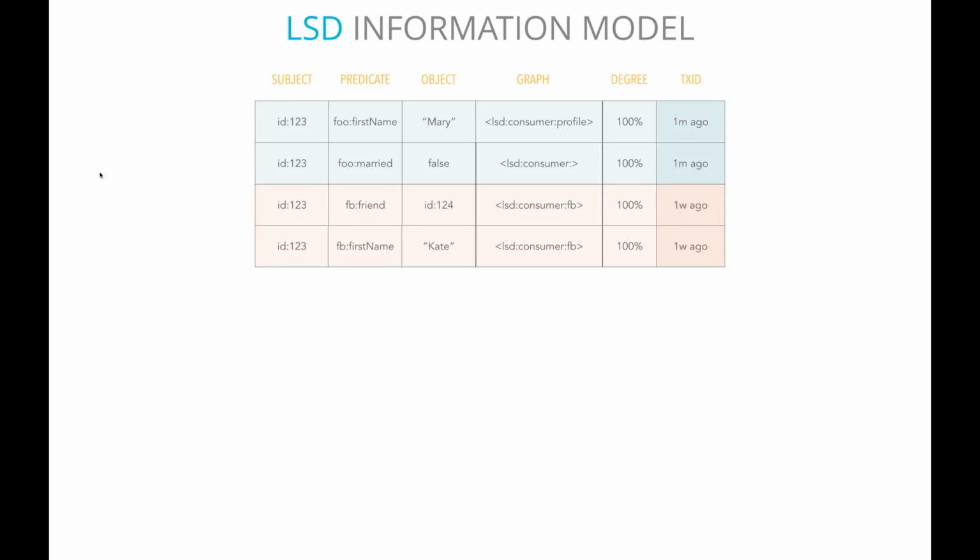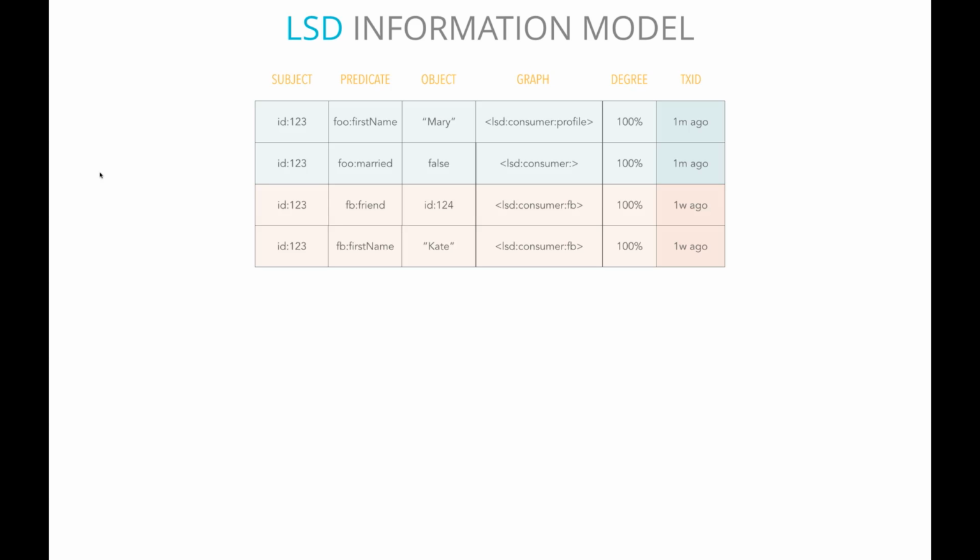So let's say that we want to represent that information that we've spoken before. So we're going to assign a URI to Mary. Let's say it's the ID 123. We're going to define a predicate that is called the full first name. And we're going to assign the object, the string Mary, as a value. And we're going to store that in the consumer profile with 100% degree. And a minute ago, that transaction is going to be assigned. And I can do the same for all this information that I have from Mary.